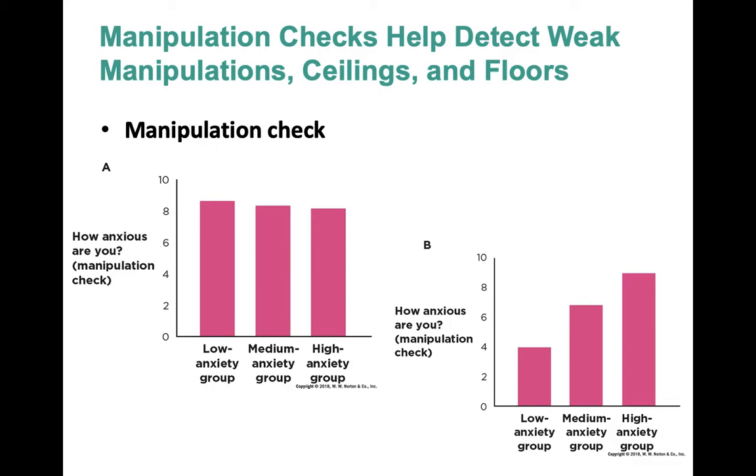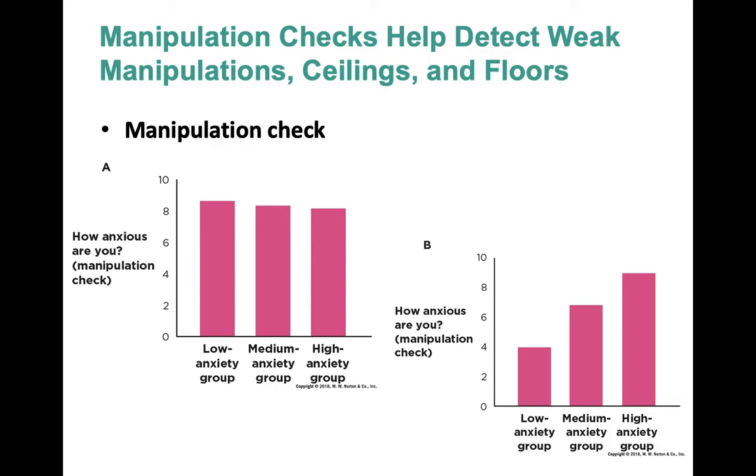Well, here's an example here. We can check these with a manipulation check, but let me just go over how you might get a ceiling effect in this example. So, in the graph on the left, it looks like the different anxiety groups are reporting fairly high levels of anxiety, and there appears to kind of be a ceiling effect where every group is reporting high levels of anxiety.